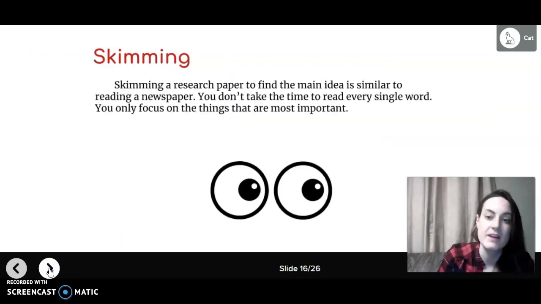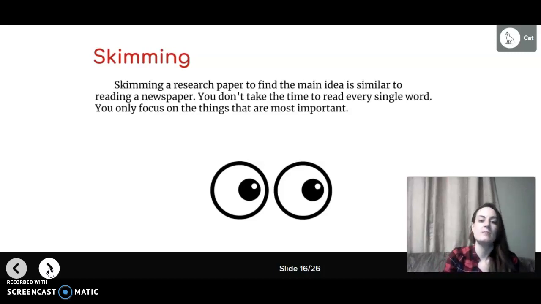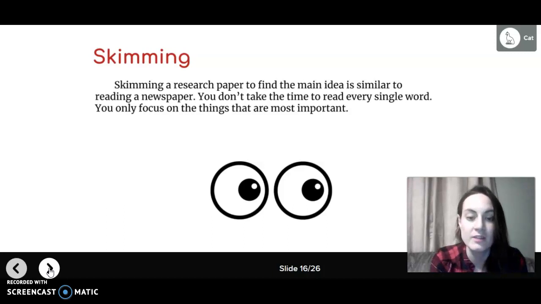Skimming a research paper to find the main idea is similar to reading a newspaper. You don't take the time to read every single word. You only focus on the things that are most important.